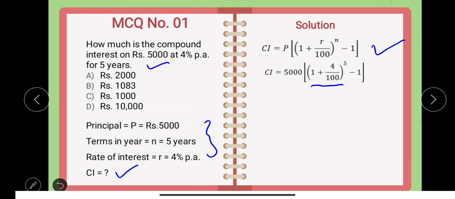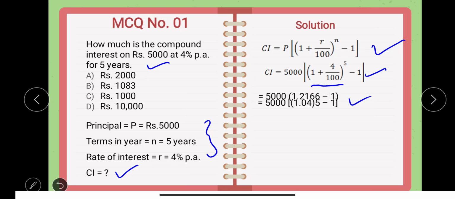1.04 bracket raised to 5, then minus 1. You can directly subtract 1, so 1.04 bracket raised to 5 is 1.2166, minus 1, it will be 0.2166. So 0.2166 multiplied by 5000. This is a very simple step.